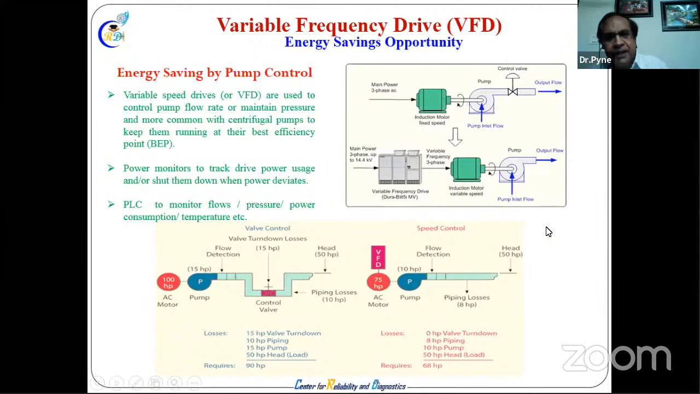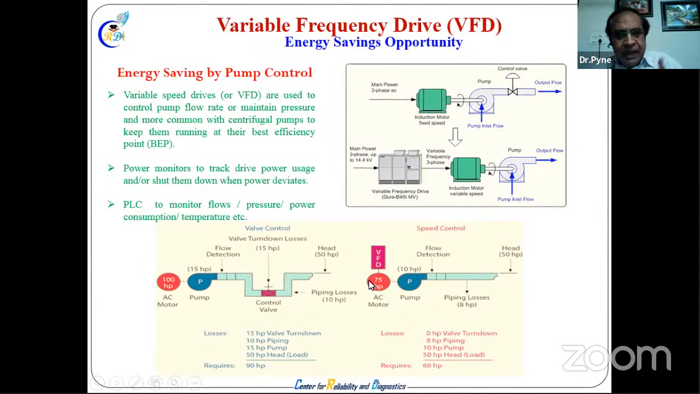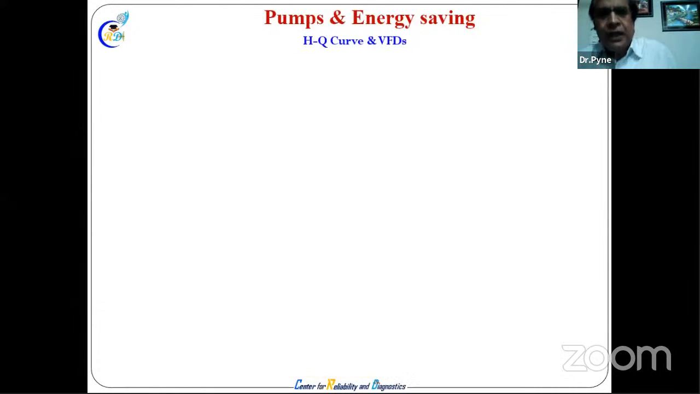And the same thing is explained here. You can see 100 HP with valve control, 15 HP lost, which is zero here. So here a 75 HP motor will take care of my requirement for the process operation while consuming 15 HP less. Calculate 15 HP in kilowatt hours, over the number of months and years, how huge an amount. And this is not the only pump, there may be many pumps like that.